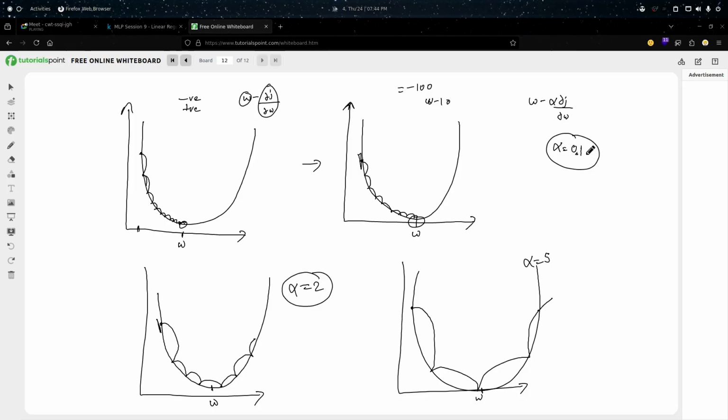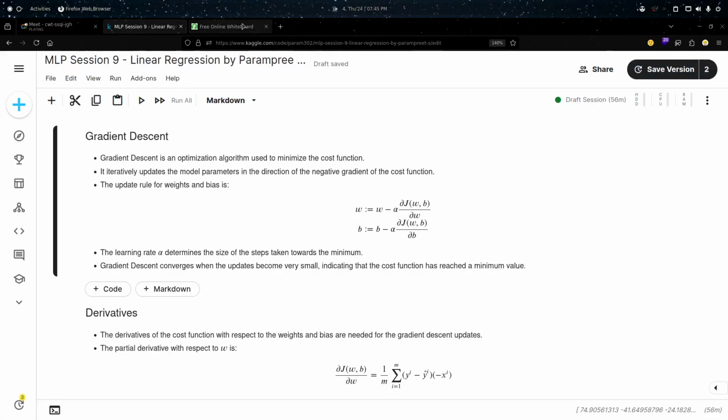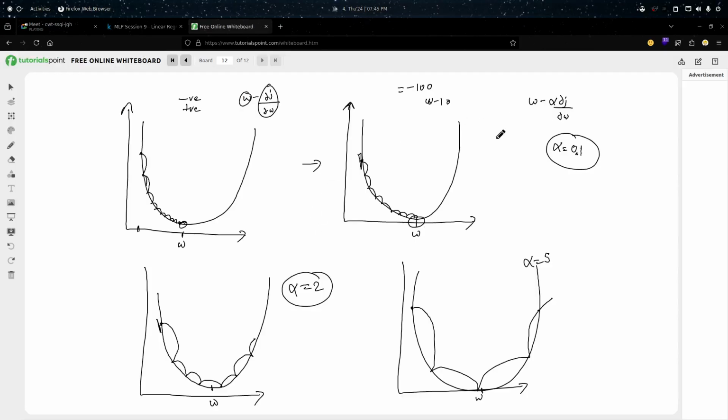Alpha is the same as this eta. Yes, alpha is the eta which we have in our linear regression. We call it by various names, but generally these are the two names we use.